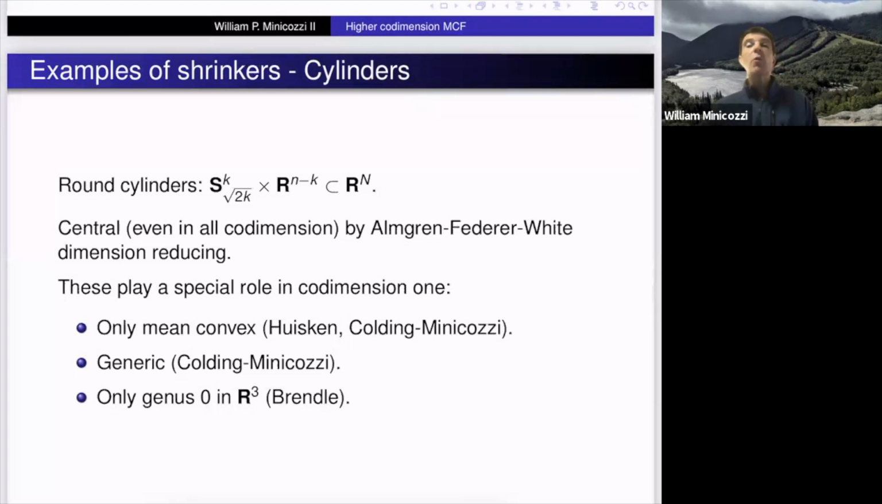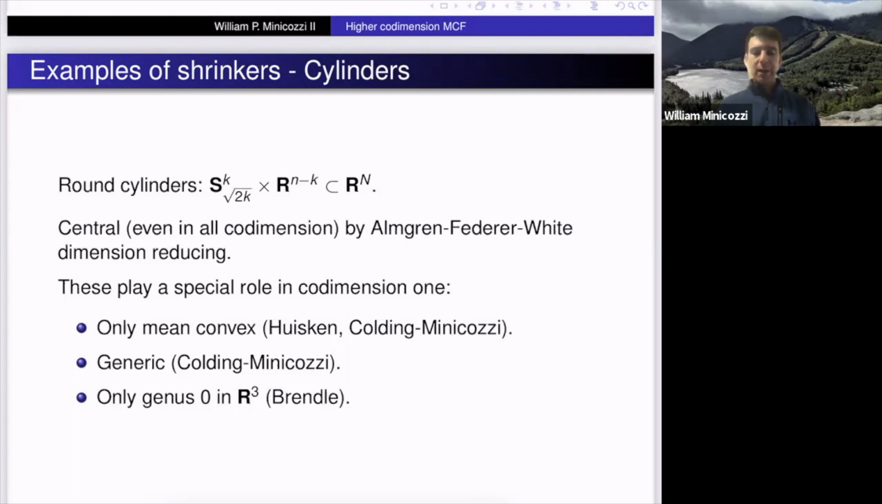The first is they're the only mean convex singularities in codimension 1. So Gerhard originally showed that in 2 papers in 90 and 93, assuming a bound on the principal curvatures. Toby and I removed the bound on the principal curvatures and showed that even if the curvature was becoming arbitrarily large, or even with certain singularities, it would still force to be mean convex.